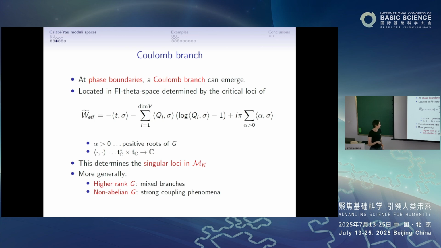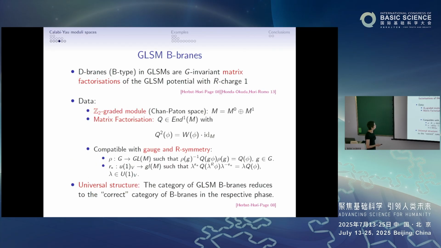If you work more generally with higher rank gauge groups, there can also be mixed Coulomb-Higgs branches, which is more complicated. And when you have non-abelian gauge symmetry, then strong coupling phenomena can also enter. Okay, so this already makes the GLSM quite useful. Another thing we can have in the GLSM is that we know very well, thanks to Herbst, Hori, and Page, how to describe B-type D-branes in a GLSM.